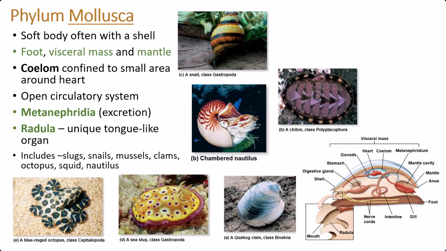Our next phylum is the mollusks. Mollusks have a soft body that often has a shell. Broadly speaking, mollusks have something called a foot, a visceral mass where their organs are in their body, and then a mantle. They have a coelom, but it's just confined to a small area around the heart. So here's their heart here, and the coelom is that fluid-filled cavity just right around the heart. They have an open circulatory system. They have specialized structures for excretion called metanephridia. They have this spiky tongue called a radula, and this includes slugs, snails, mollusks, clams, octopus, squid, and nautilus.